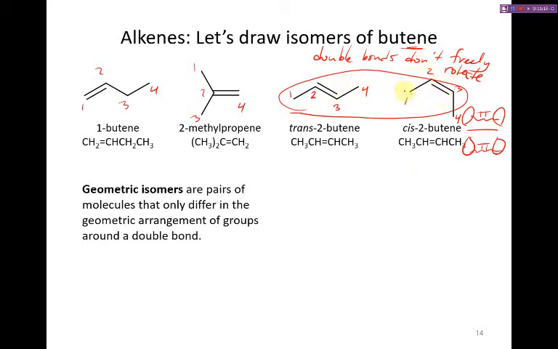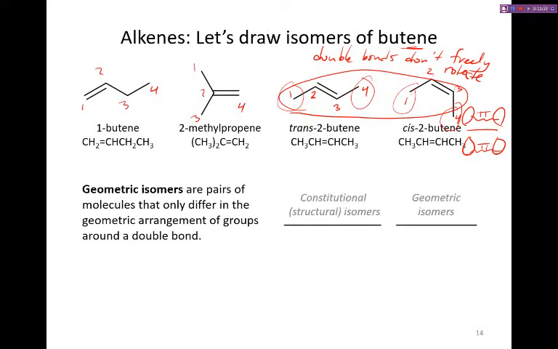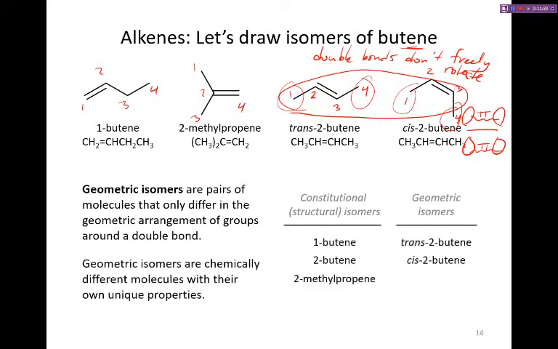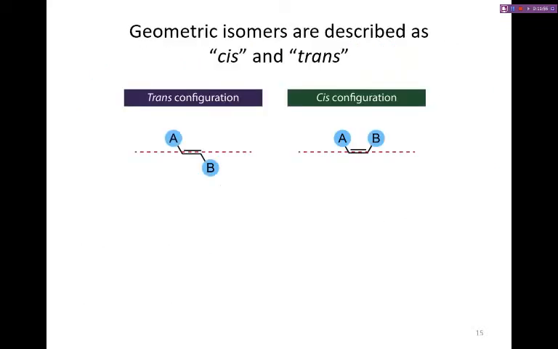It's the same bonding pattern. 1 is bound to 2, bound to 3, bound to 4. The double bond is in the same location. But the relative orientation of 1 to 4 is different. And so it turns out that these geometric isomers are chemically different molecules. They have their own unique properties. They're different from each other in a similar way that 1-butene is different from 2-methylpropene. So let's explore this idea of geometric isomers a little bit farther.